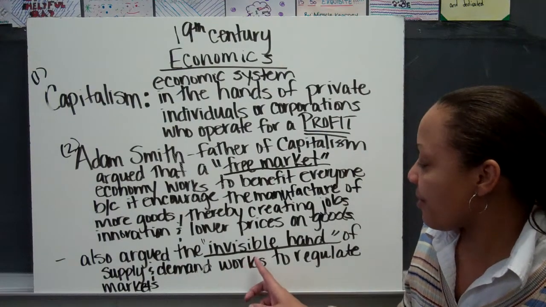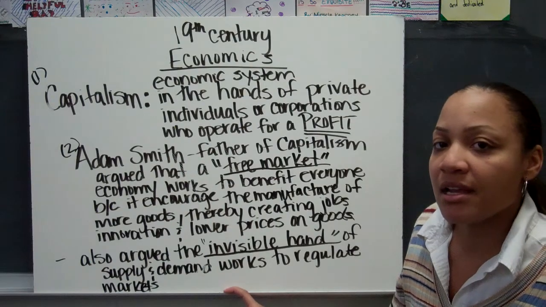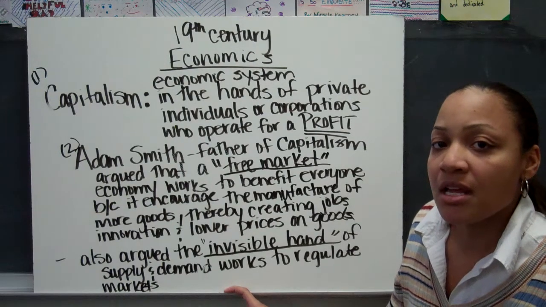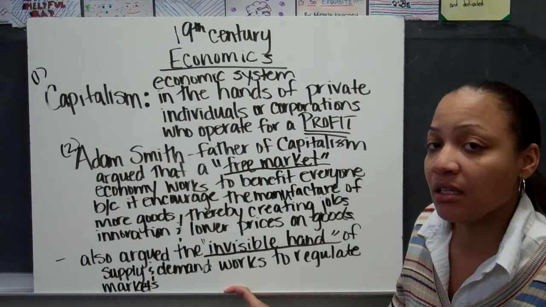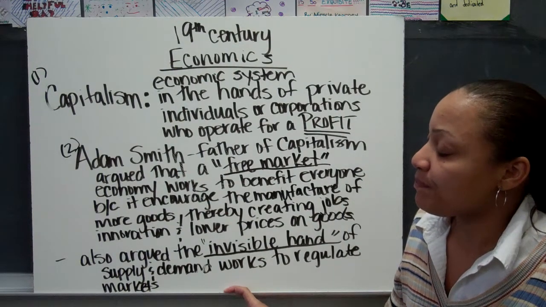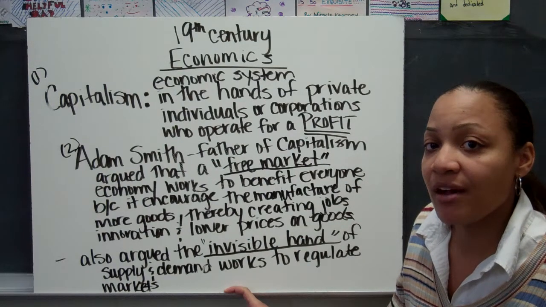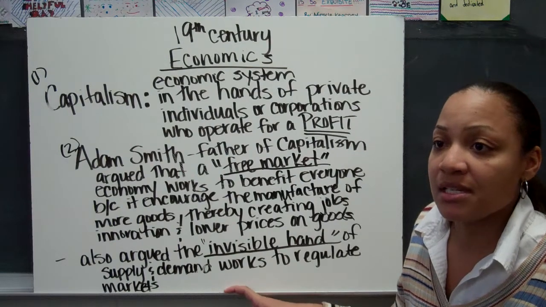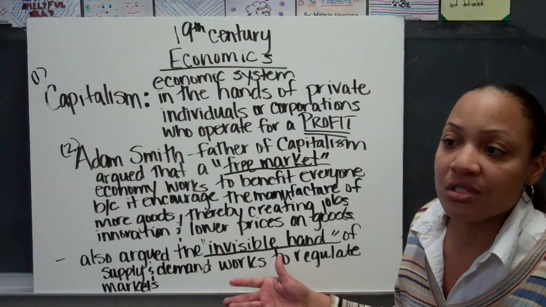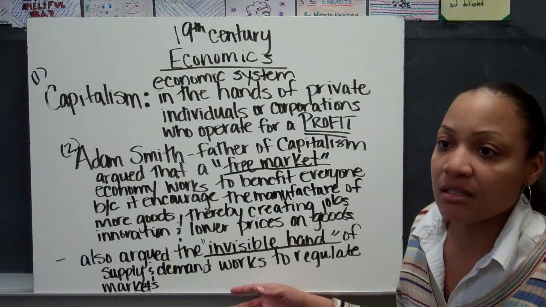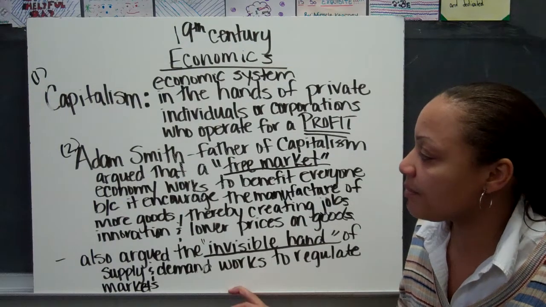He also argued the invisible hand of supply and demand works to regulate the markets, meaning that the government should not be that involved actively in how we run our business or what type of businesses that we open. That's why President Obama got hit hard when he tried to revamp the healthcare industry, because they were saying, hey, we're not a socialist society. That's something that individuals should regulate, not government. Should be a business, not government stepping in.